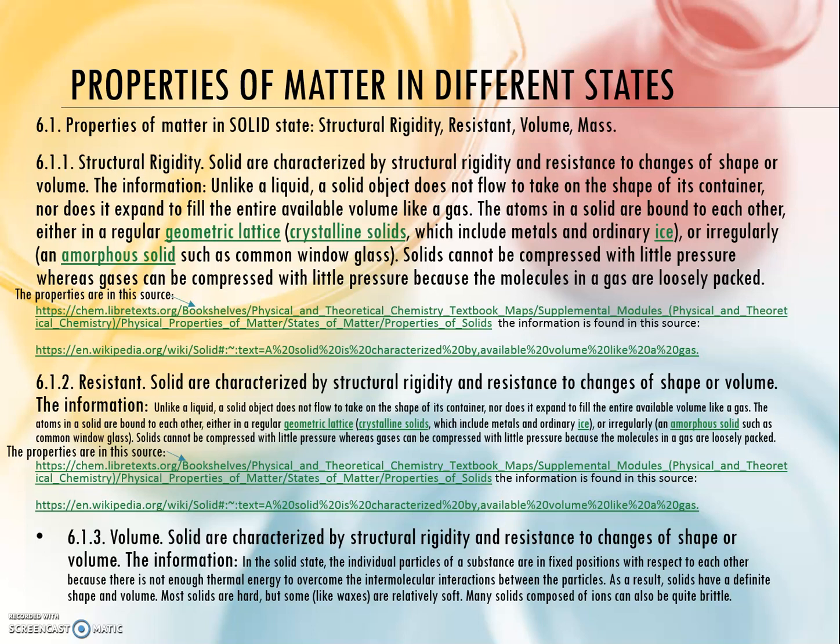The atoms in a solid are bound to each other, either in a regular geometric lattice, crystalline solids, which include metals and ordinary ice, or irregularly, amorphous solids such as common window glass. Solids cannot be compressed with little pressure, whereas gases can be compressed with little pressure because the molecules in a gas are loosely packed. The properties are in this source, the first one. The information is found in this source, the second one.